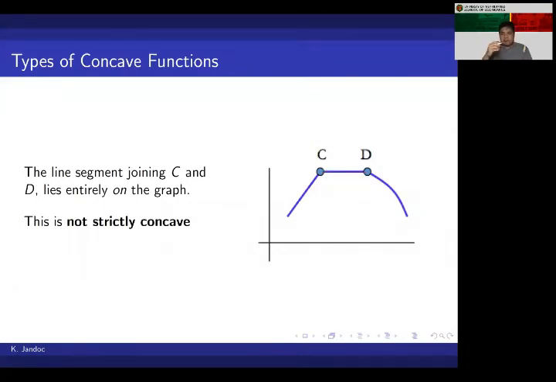If you don't find points where the line segment is on the graph, but all the line segments are below the graph, then it's a strictly concave function. But this function over here is a concave function, but not strictly concave. So another point would be this and this. If you join that, it will still be on the graph. This is not a strictly concave function.